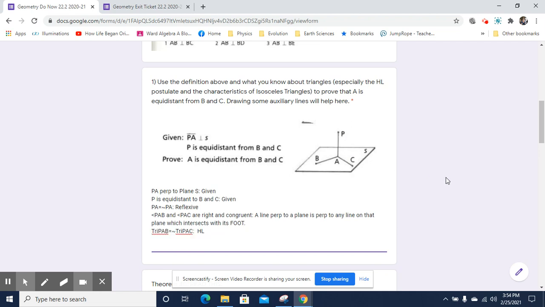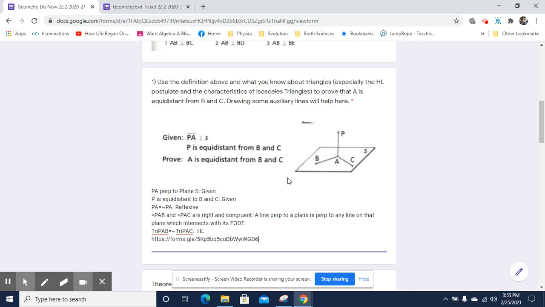So now, with that, we can actually prove that triangle PAB, we can draw a line here, and triangle PAC are congruent because PC and PB are congruent, and PA is congruent to itself, and these are right triangles because of the right angles here.